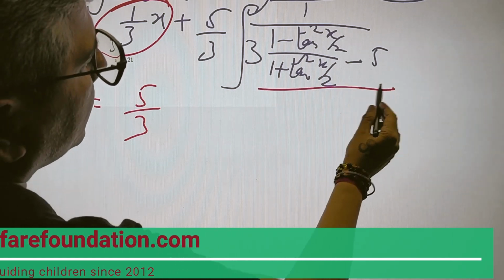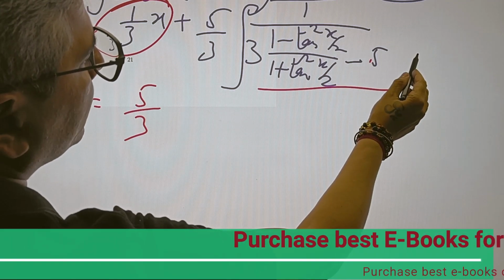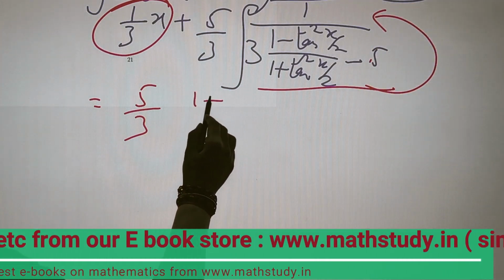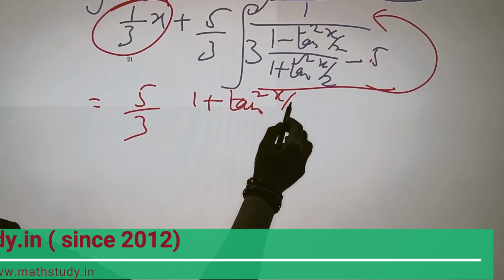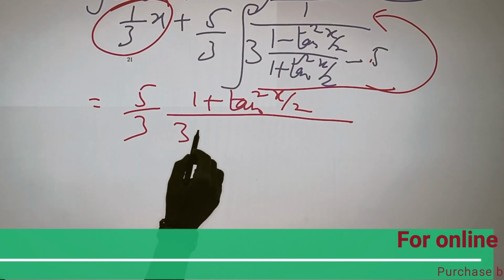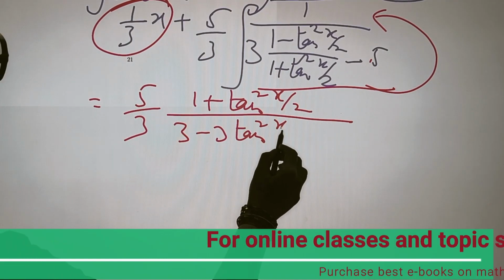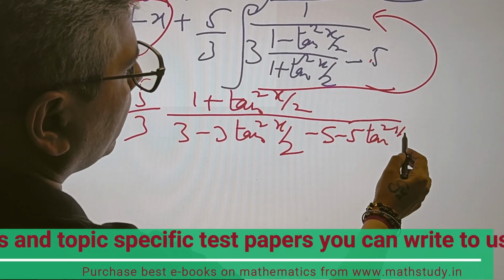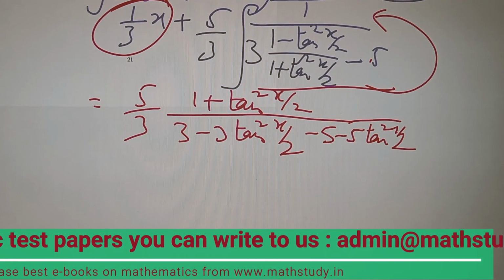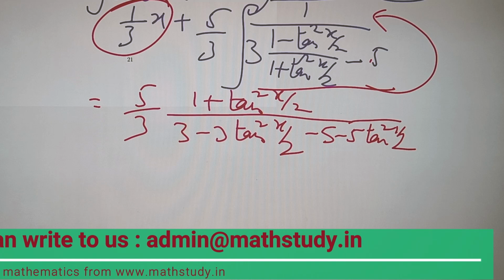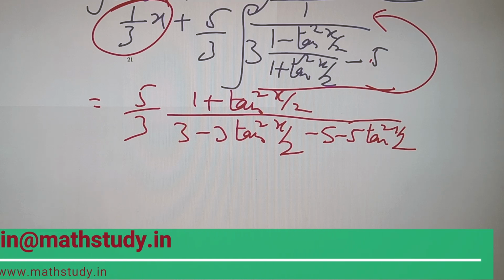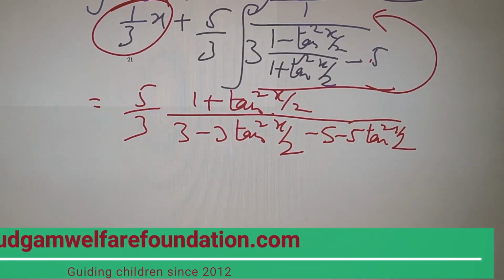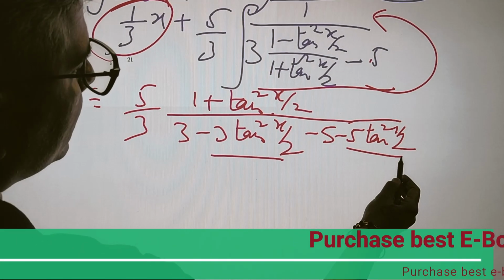Here we can simply take the LCM, and this will become minus 5 minus tan square x by 2, and this will go in the numerator part. So we'll get the numerator like this, 1 plus tan square x by 2 upon 3 minus 3 tan square x by 2 minus 5 tan square x by 2 here. So what we have done, basically, we have simplified the denominator part, and the LCM part of the denominator, that is 1 plus tan square x by 2, will come to the numerator.